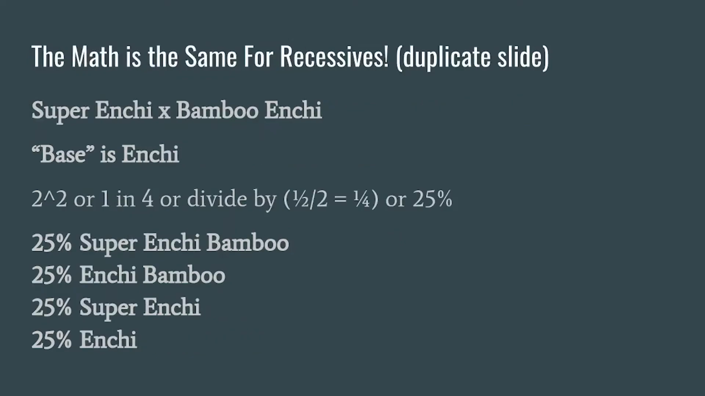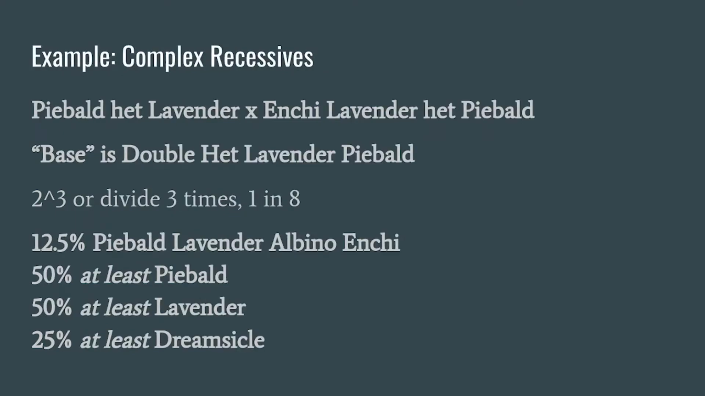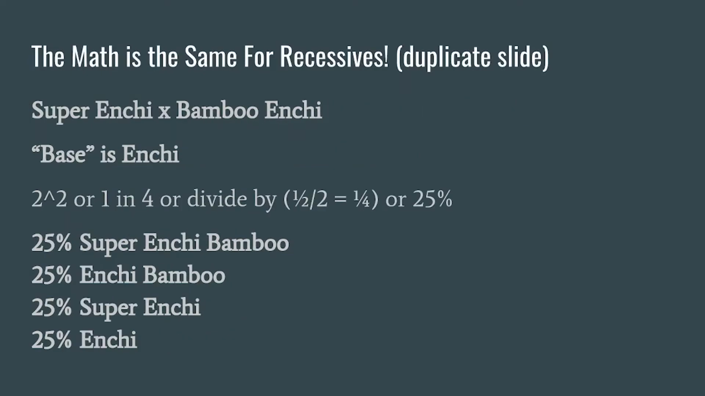So we'll go and revisit our old example. If you've been following along this far, then you know that we've already covered super inchy times bamboo inchy. And by now, this should be super easy to look at and review in your head. If we jump back one previous slide, it's the same exact, it's identical. So whether you're working with recessives or if you're working with incomplete dominance, the rules are exactly the same.